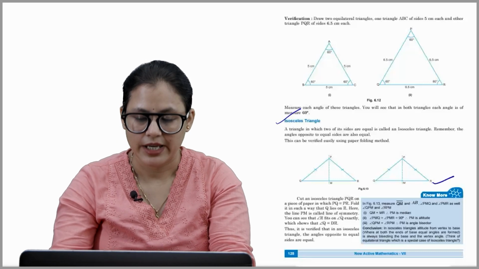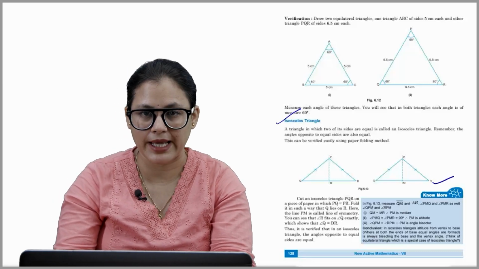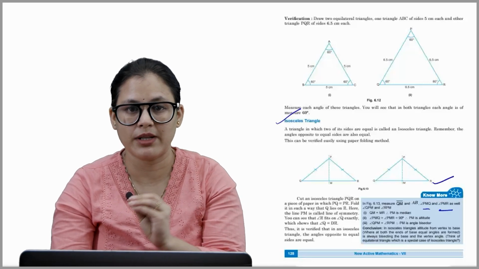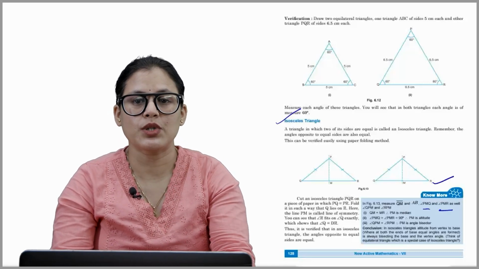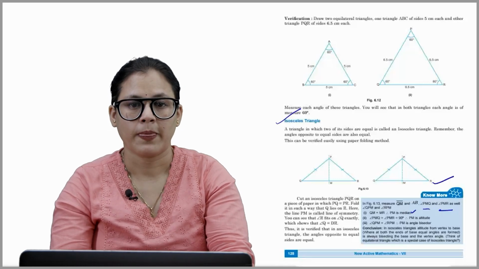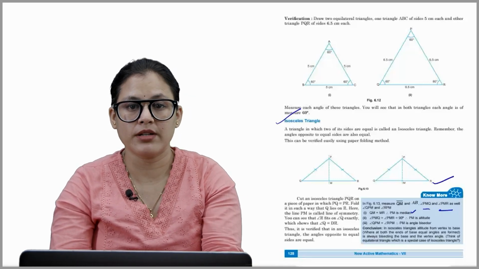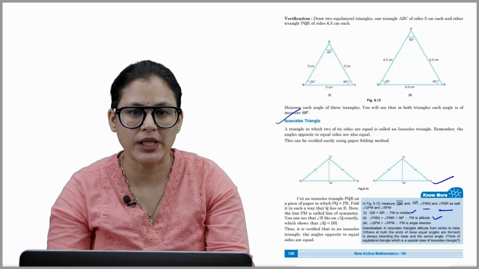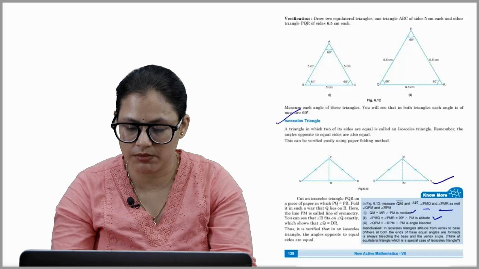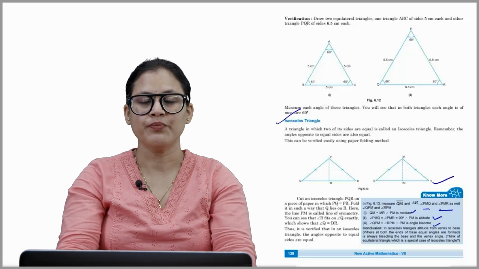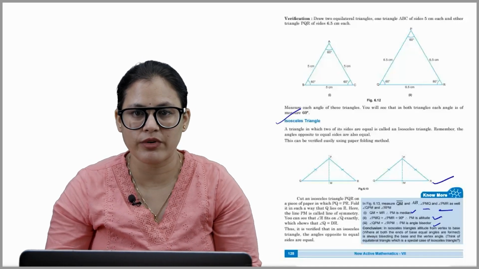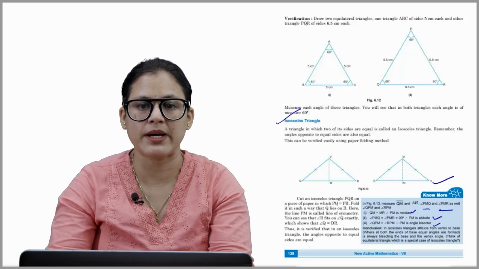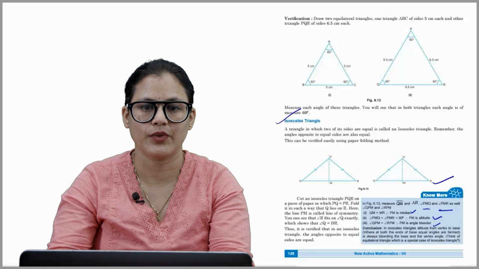Okay, now in figure 6.13, compare QM and MR, angle PMQ and angle PMR, as well as angle QPM and angle RPM. Number 1, QM is equal to MR because PM is the median. Angle PMQ is equal to angle PMR, which is equal to 90 degrees, because PM is the altitude, and angle QPM is equal to angle RPM because PM is the angle bisector. So what is the conclusion? In an isosceles triangle, the altitude from the vertex to the base, where equal angles are formed at both ends of the base, always bisects the base and the vertex angle. Okay.